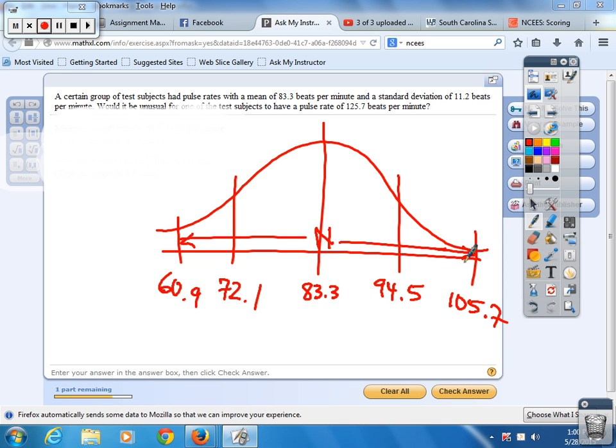Okay. Now that we've drawn that, you could go ahead and add your z-score. I don't even know what the question's asking. 0, 1, 2, -1, -2. Just in case it asks the z-score question.